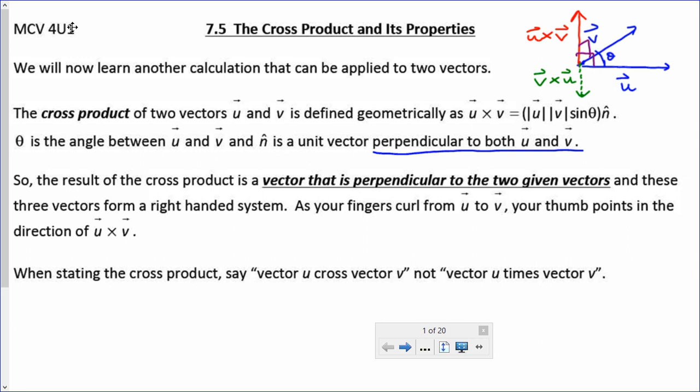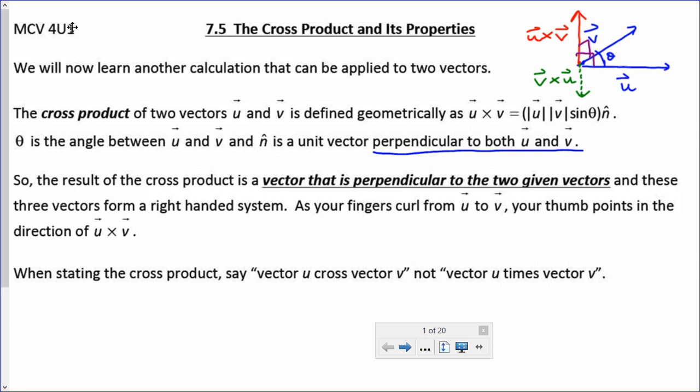But the key idea to recognize is that when you apply the cross product to two vectors, you get a vector. The cross product of two vectors is a vector. So the geometric definition is magnitude of vector u times magnitude of vector v sine theta. That's a scalar without just that bit, times n hat. When you see the hat on a vector, it means that the vector is a unit vector. And the n is symbolizing normal. So normal is a way of indicating perpendicular to both of the given vectors.